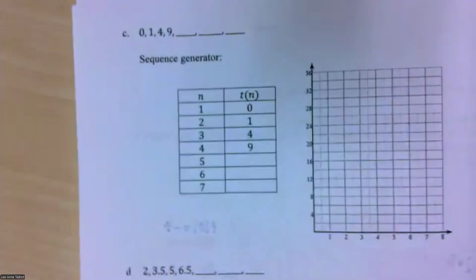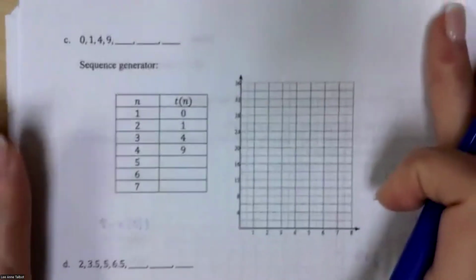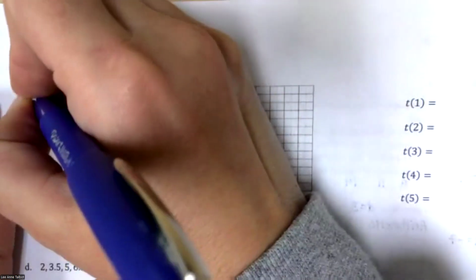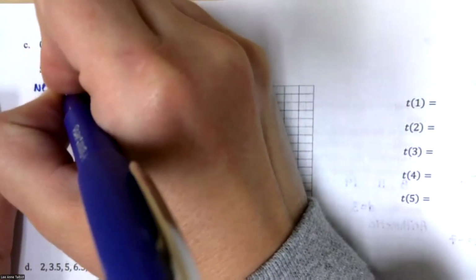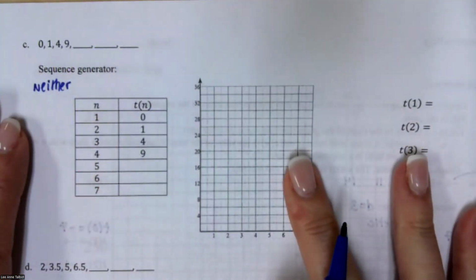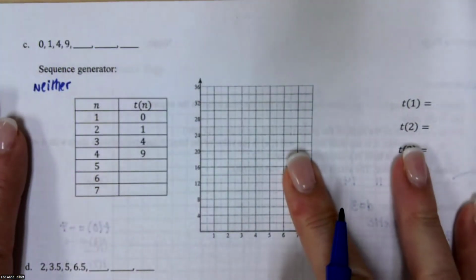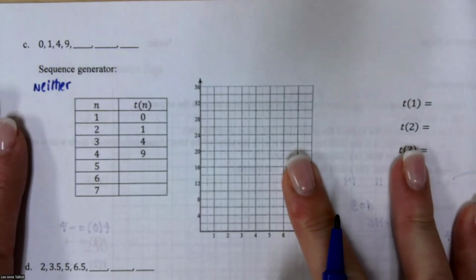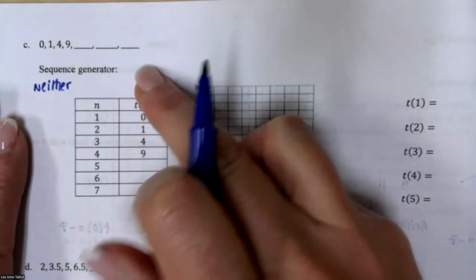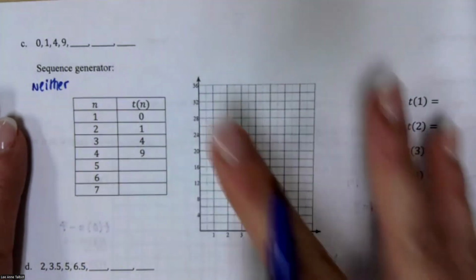Okay, so let's go over what type they are so that I can feel confident that you guys can work independently. C is neither. What that means is I still want you to do everything except for find the equation. You won't be able to find the equation for this, not yet. Sequence generator, you can just write in words even.